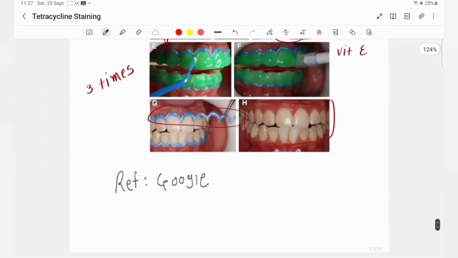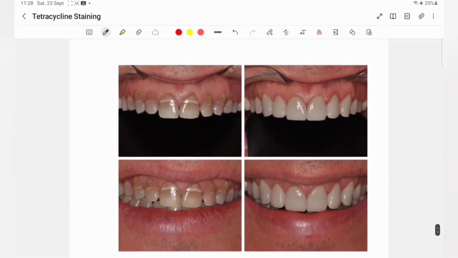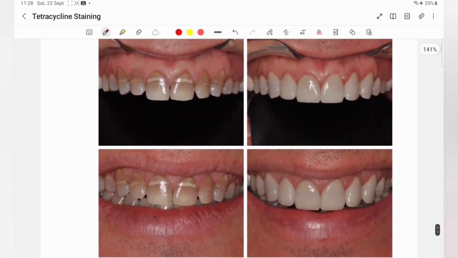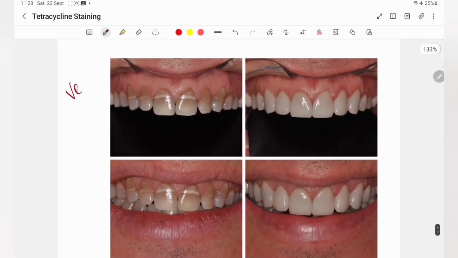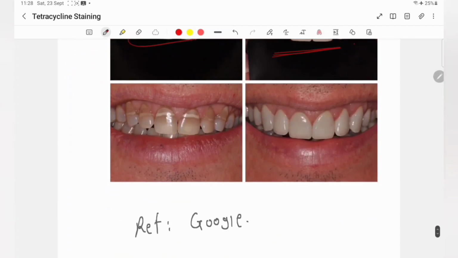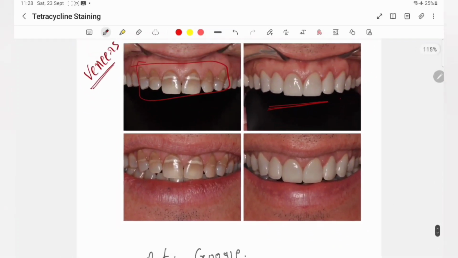The last treatment option is veneers. This is an image of veneers. So you can see the tetracycline staining over here on all the teeth, and after this we have to choose a proper veneer. So this is all about tetracycline staining and its treatment options.